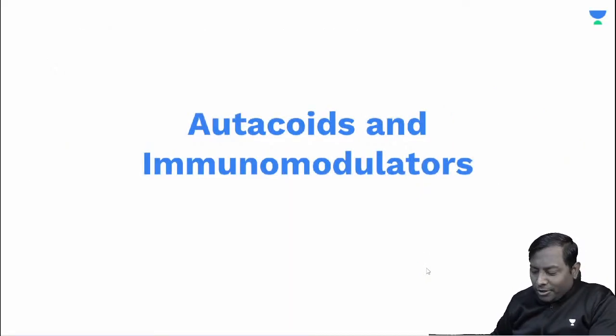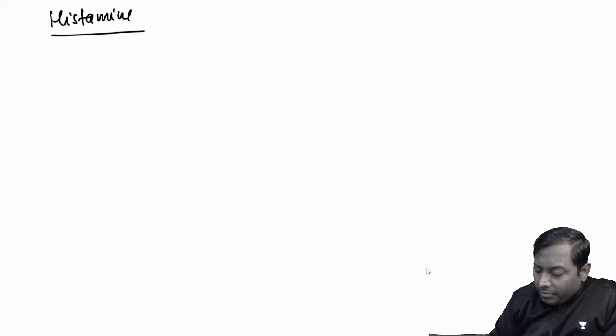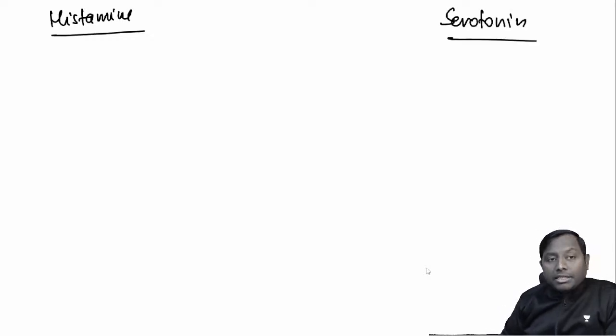A question from autocoids. Always remember, autocoids में एक question आपको कभी भी आ सकता है. And in autocoids, what are the things that you are going to always recall and remember? One thing is your histamine, and the other thing that I want you to remember will be your serotonin. Question number 1. That histamine के कितने receptor हैं?